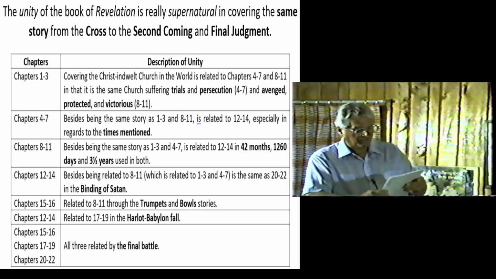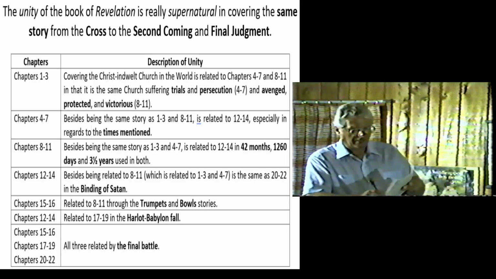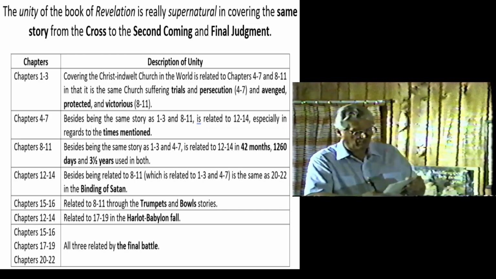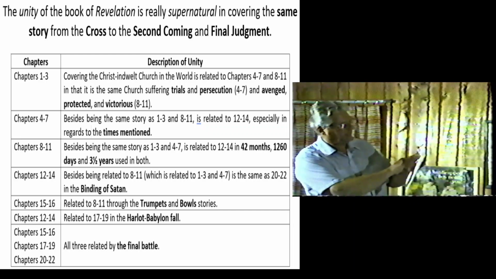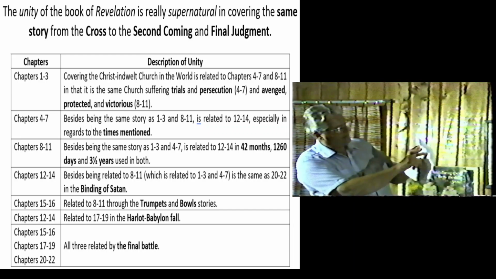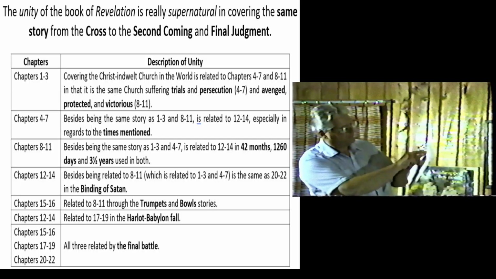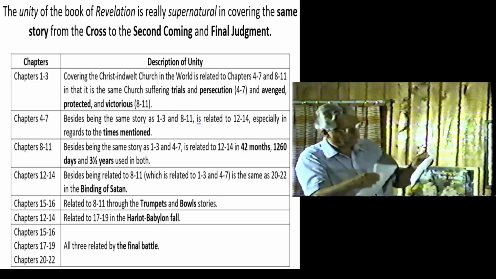Right? Number 3, chapter 8 and 11, besides being the same story as 1 and 3 and 4 and 7, is related to 12 through 14 and the 42 months, 1,260 days, and 3.5 years that are used in both. So from 8 and 11, I draw an arrow down to 12 and 14. So I strengthen the interrelationship of these 4 groups immediately.